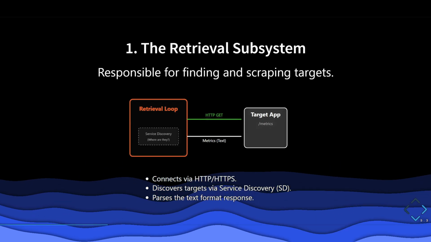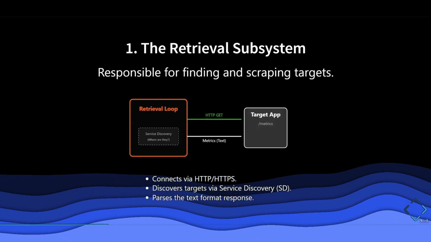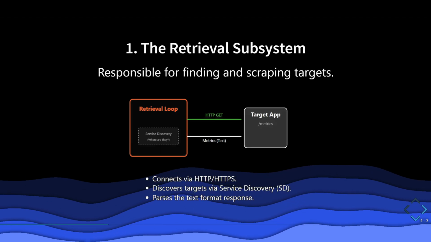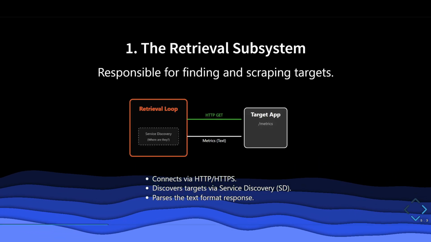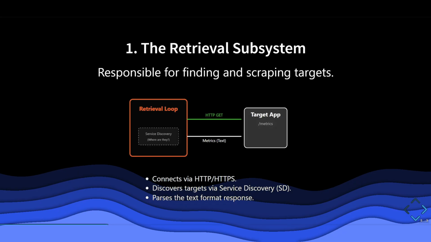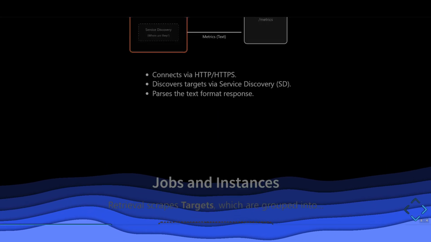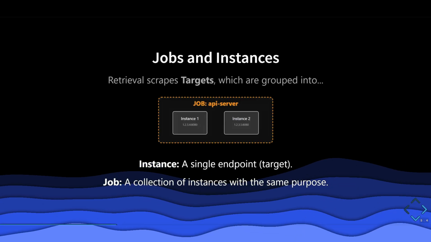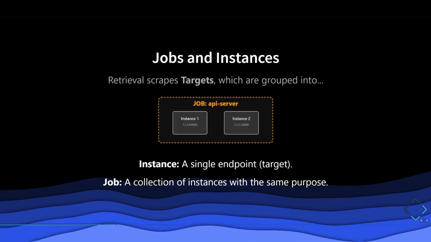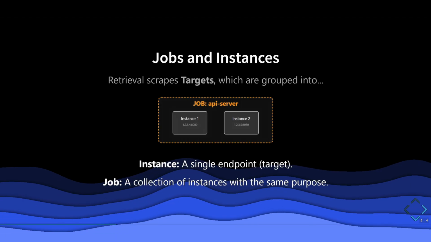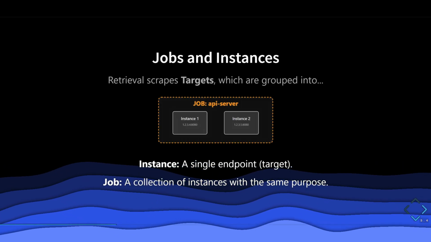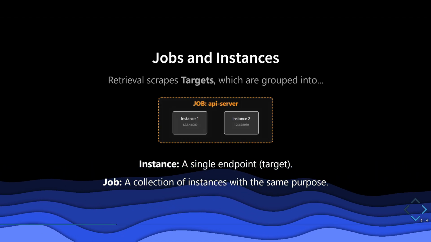The retrieval subsystem. This is responsible for finding and scraping targets. It connects via HTTP or HTTPS, uses service discovery to find where targets are, and parses their text-based response. Jobs and instances. Retrieval scrapes targets. A single endpoint is called an instance. A collection of instances with the same purpose is called a job.